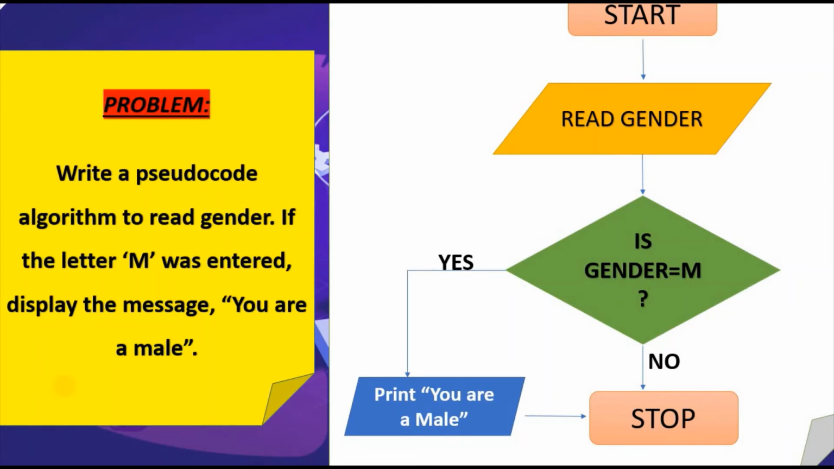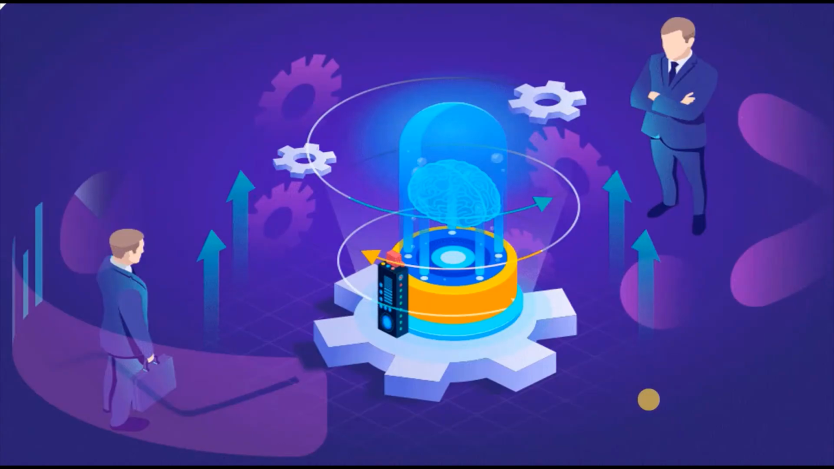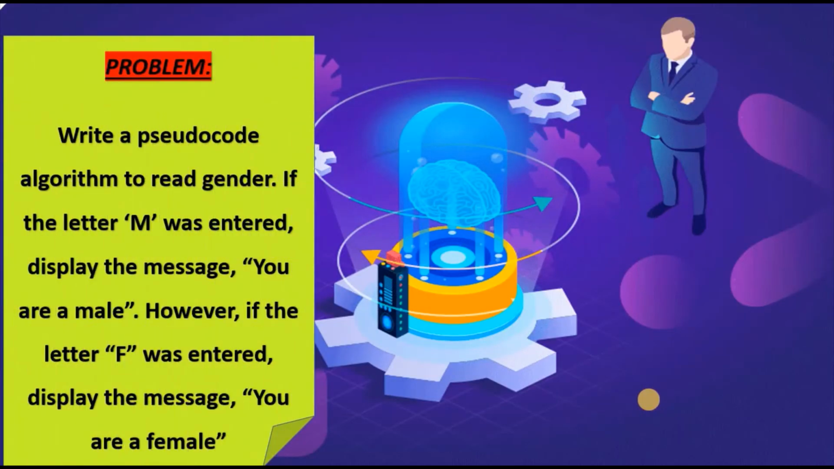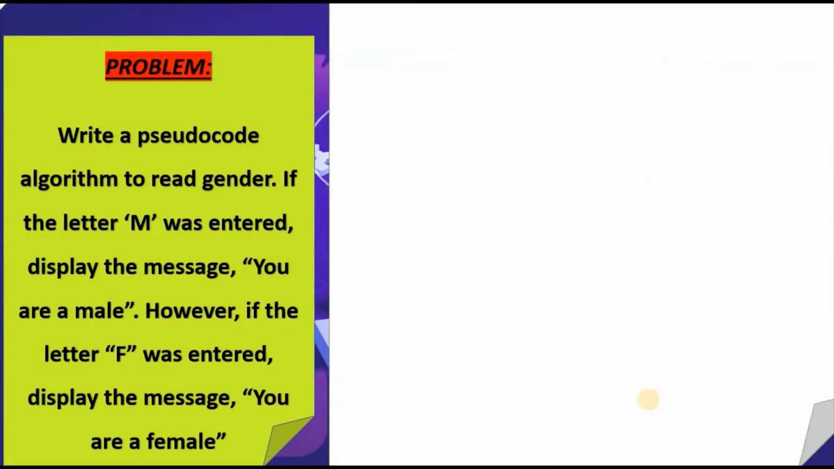So as you can see, our connector keywords are yes or no. We're testing to see if it was a yes for the gender M, what would happen? They would get a message, and if it was a no, then they would directly go to stop the program. A second example, just to use the second part of that problem with the female.